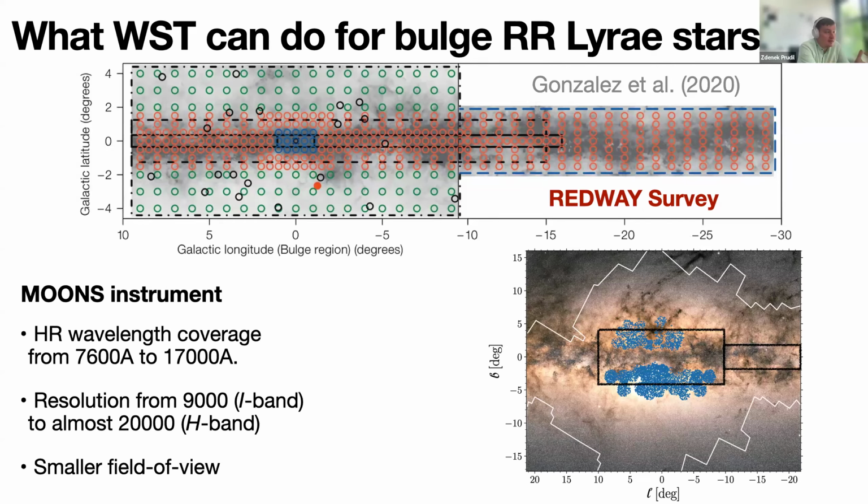And the MOONS consortium has a galactic and an extragalactic survey, and the galactic survey will target the galactic bulge and galactic disk. It's called Red Wave.